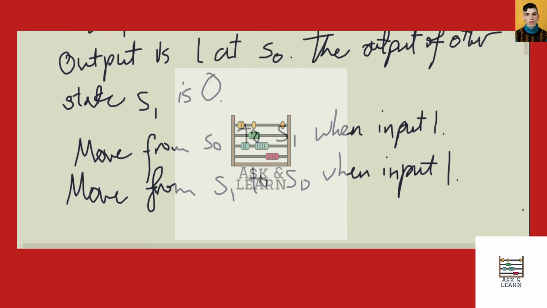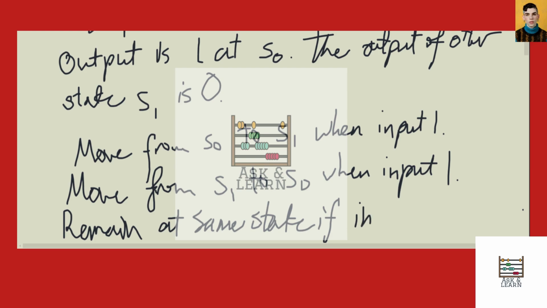And finally, if the input is 0, remain at the same state. This is because whether we have an odd or even number of ones, we're still going to end up with an odd and even number of ones after the input.